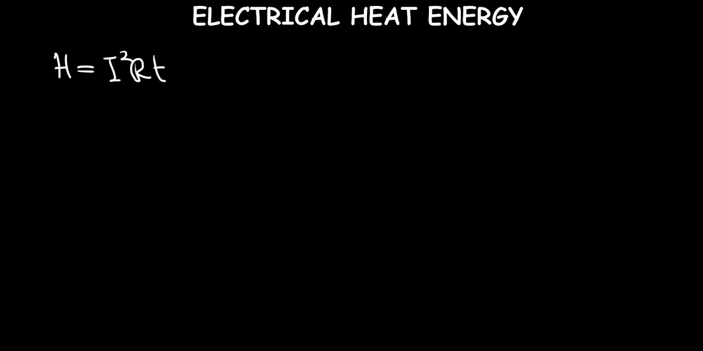This is in agreement with Joule's law of electrical heating, which states that the heat energy produced in a wire as a result of electrical current passing through it is proportional to the resistance of the wire, and also the square of the current and the time.